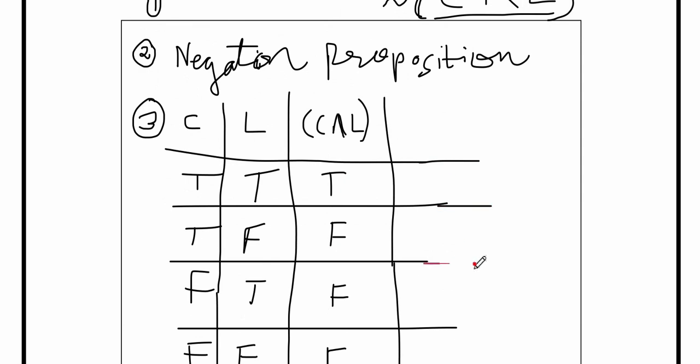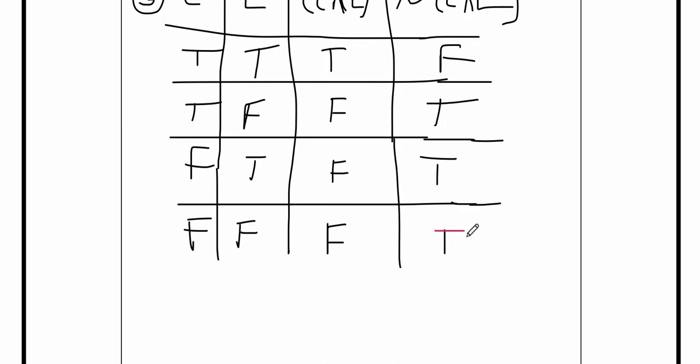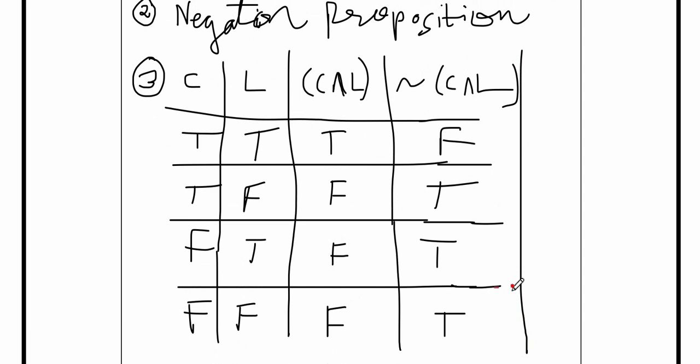Now in the fourth column we will be negating the third column, C and L. This is very simple. Negation I have already explained. If this is true, then this will be false. If this is false, this will be true. If this is false, it will be true. If this is false, it will be true. So the end result is this. This is the truth table for the negation. So we are done with the truth table as well. Let's go on to the next proposition type.